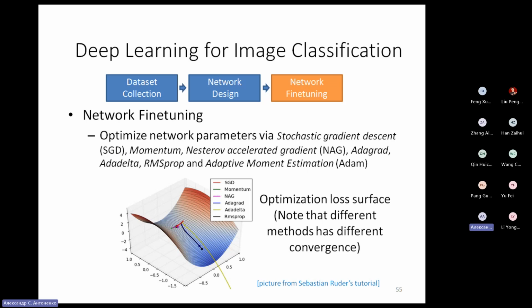For example, adaptive moment estimation. Here on this slide we can see how it looks. We start from this mistake, from a high point, from high error, and we want to minimize it. So we go through this.